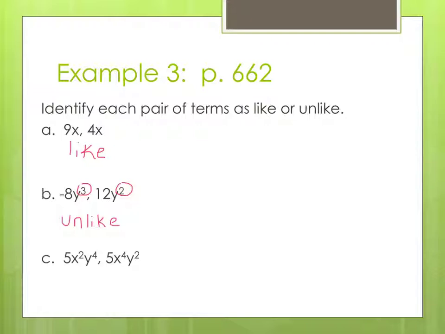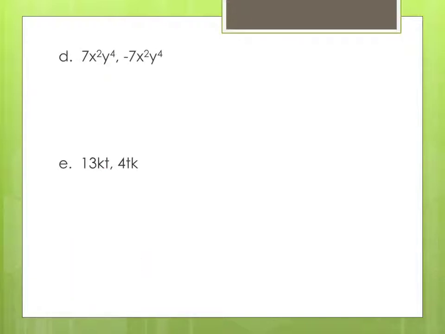C, 5x squared y to the 4th, 5x to the 4th y squared. Well, I have x squared and x to the 4th, y to the 4th and y squared. The variables are the same, but their exponents are different. That makes them unlike. They have to be identical in order for them to be like terms. D, 7x squared. So I have x squared and x squared, y to the 4th and y to the 4th. So it doesn't matter what the coefficients are, the variable parts are identical. So those are like terms.